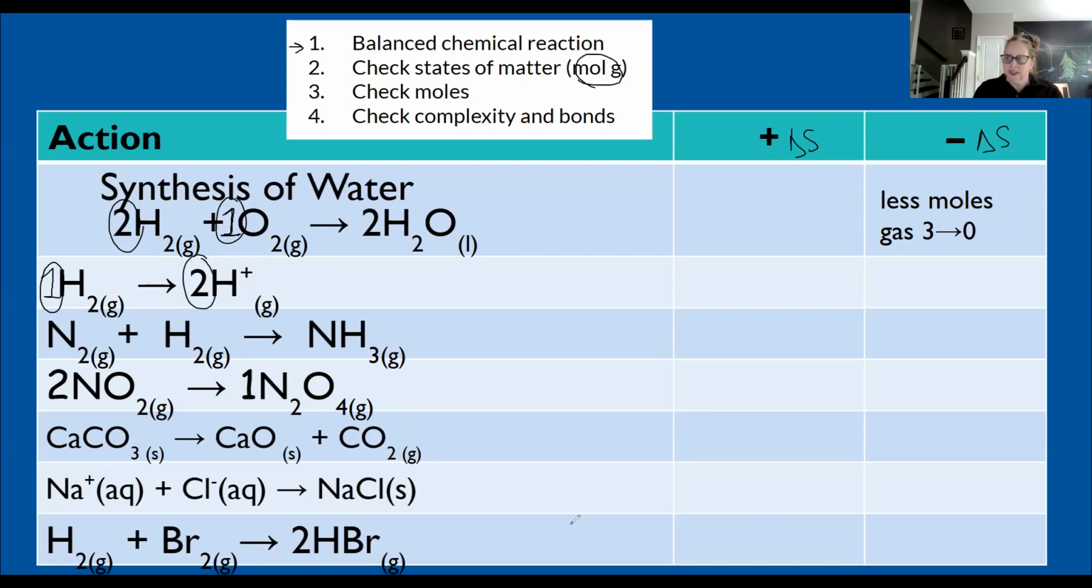The first thing you check is moles of gas. So we have more moles of gas on the product side. So we have more laundry on the floor at the end. So we have increasing disorder.